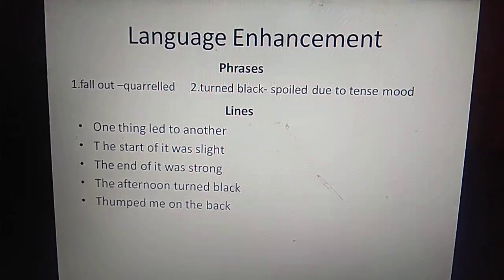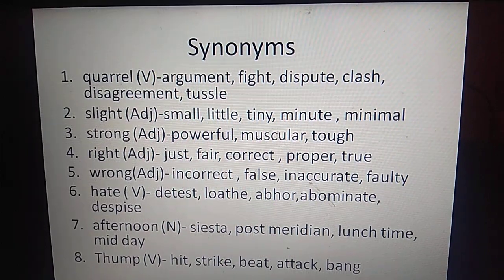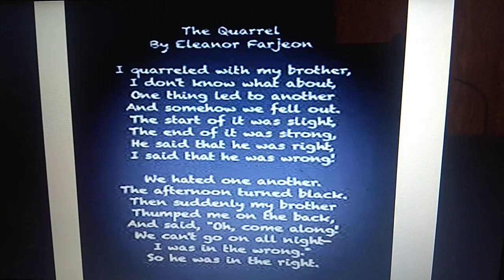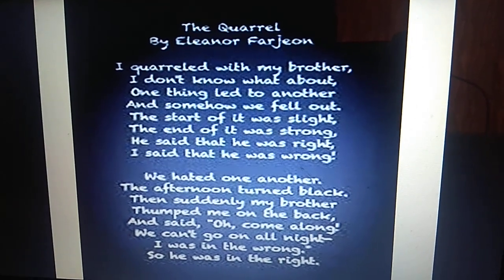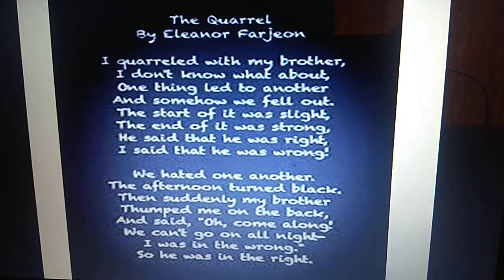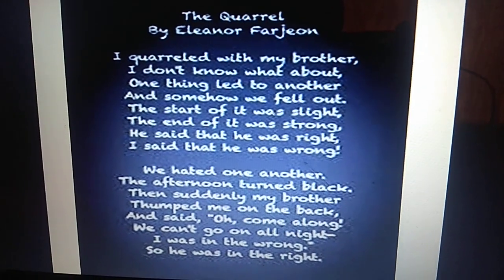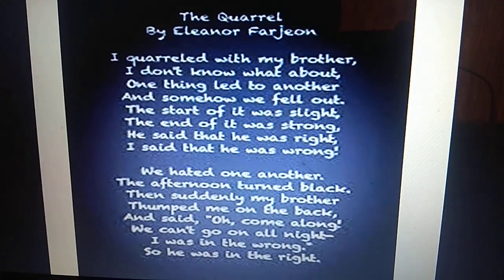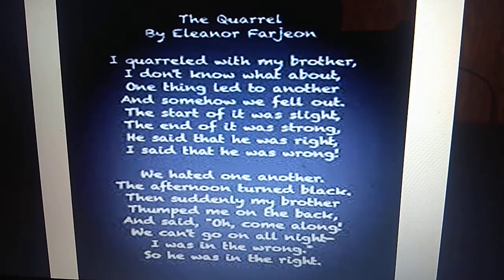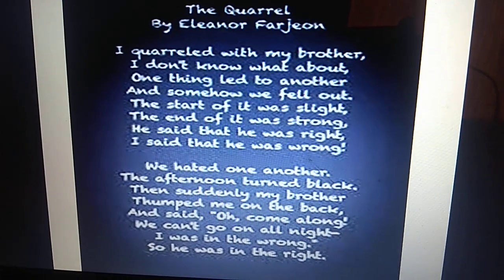So, we have seen how the quarrel between brother and sister or two brothers began, which was a slight fight, but it turned dark, it turned bitter, and one of them tried to stop it. So, they again reunited and started loving each other. This is how the poem is. We should try to end the quarrel with our siblings or with anyone. That is the message of the poem.